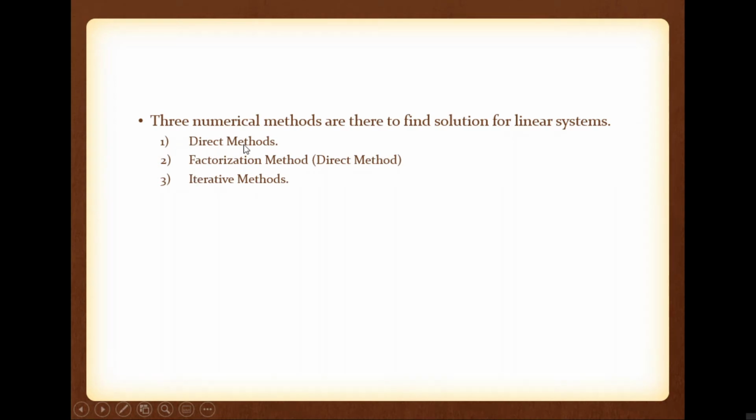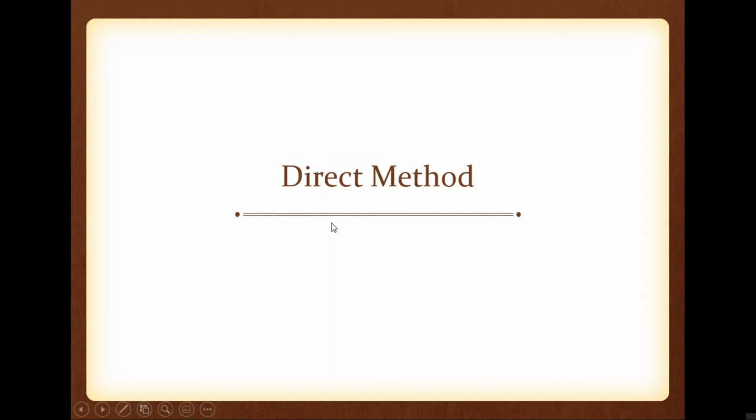First one is direct method. Second one is also a direct method, but that one is a special type of direct method, that is factorization method. Then iterative method. So these are the 3 categories. So today we are going to discuss the direct method. Okay, so direct method means it is not iterative.